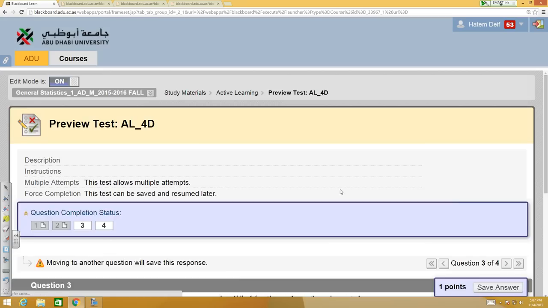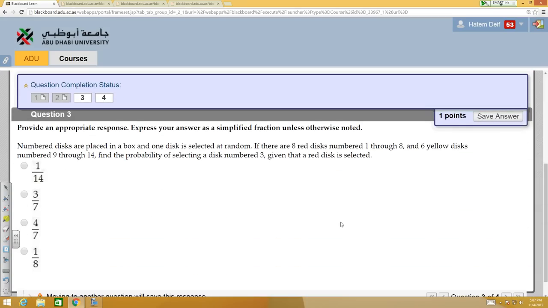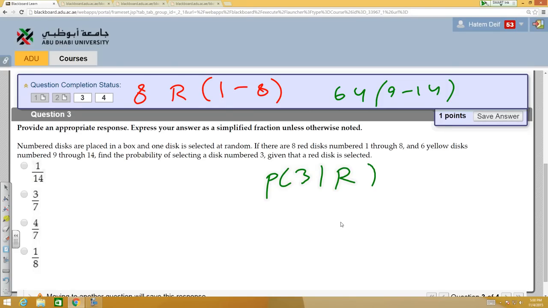Okay, next one. A number of disks are placed in the box. 1 disk is selected. You see 8 of them are red, and the numbers are from 1 to 8. 6 are yellow, and the numbers are 9 to 14. Find the probability of selecting a disk number 3. Find the probability of getting 3, given it's red.